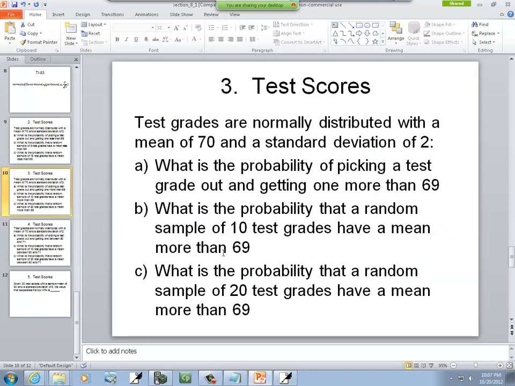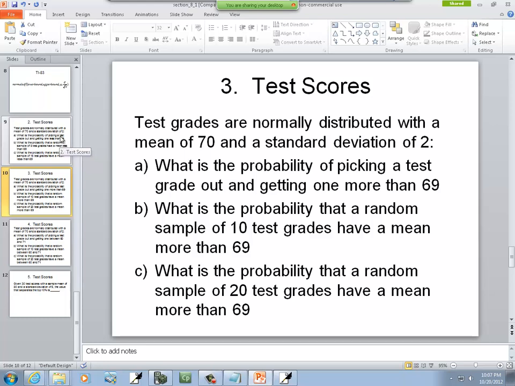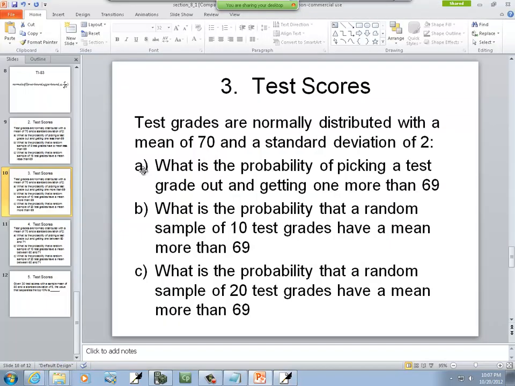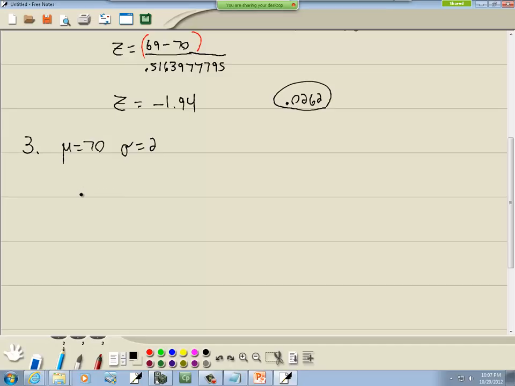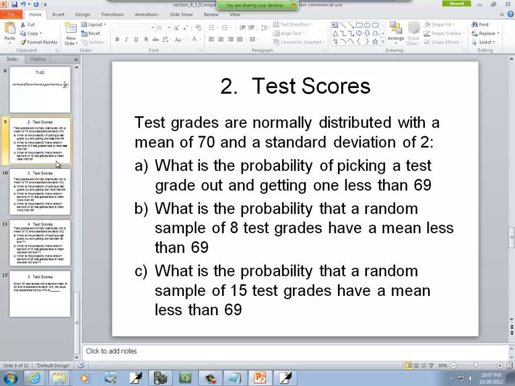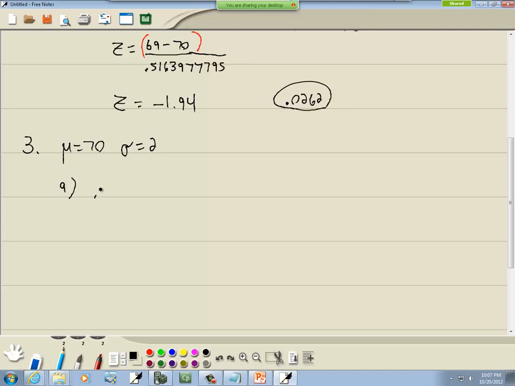Let's take a look at the next problem. Number 3. It says test grades are normally distributed with a mean of 70, so mean is 70, and standard deviation of 2. Okay. A. What is the probability of picking a test grade out and getting one more than 69? That's 69 over here? Yeah, it is 69, isn't it? Oh well. It doesn't matter what number, I'm just showing it. Okay. More than 69. So we've got 69 here.